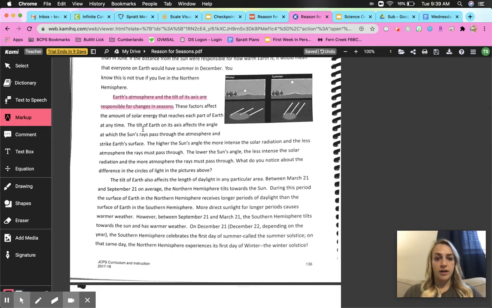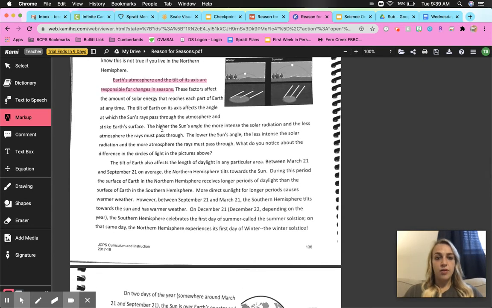The tilt of Earth on its axis affects the angle at which the sun rays pass through the atmosphere and strike Earth's surface. The higher the sun's angle, the more intense the solar radiation. I'm going to highlight that because I believe that's a focus area question. Again, the higher the sun's angle, the more intense the solar radiation, and the less atmosphere the rays must pass through. The lower the sun's angle, the less intense the solar radiation, and the more atmosphere the rays must pass through.